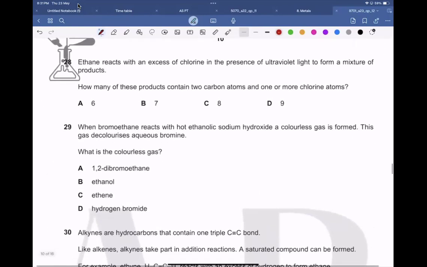Now question number 28. Ethane reacts with an excess of chlorine in the presence of ultraviolet light to form a mixture of products. How many of these products contain 2 carbon atoms and 1 or more chlorine atoms? Okay, how many of these products contain 2 carbon atoms and contain 1 or more chlorine atoms?